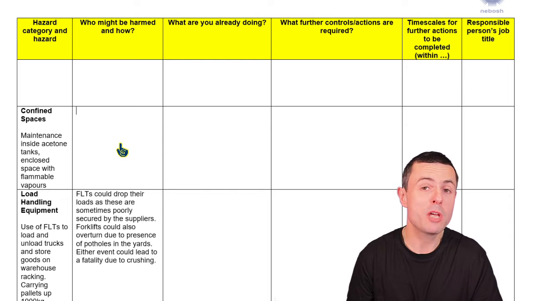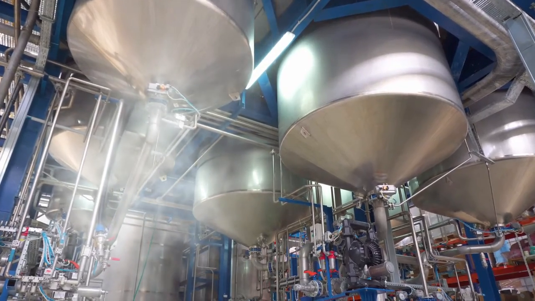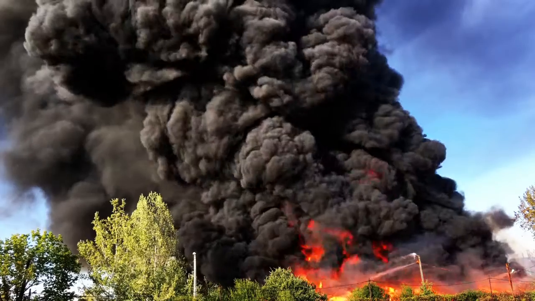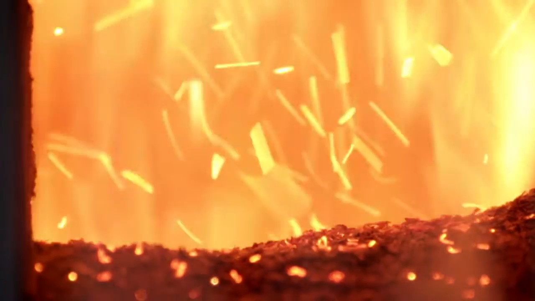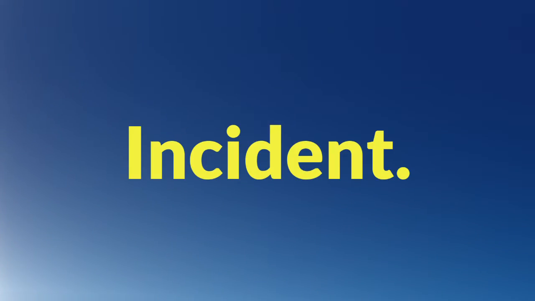Then in our who might be harmed and how, obviously we're going to talk about the incident. So here the incident is an ignition of the vapors causing a fire, maybe an explosion, causing serious burns, destruction, death, fatality. So in the who might be harmed and how, get a who, get an incident, get an injury in there. Chances are it's going to be a fatality. Confined spaces, they're all potentially fatal, these types of situations.